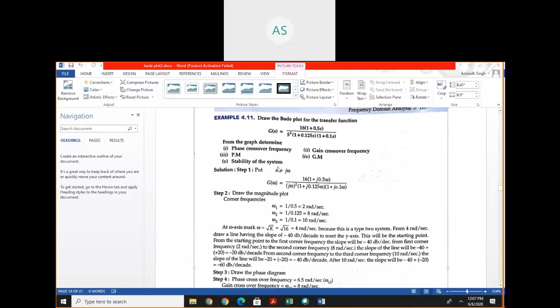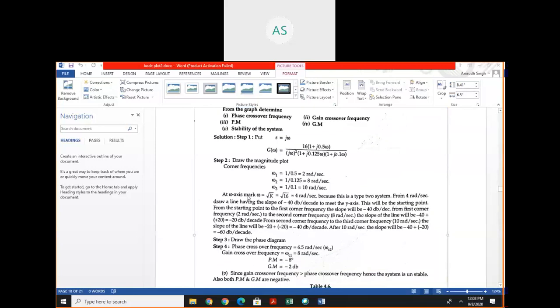First, you have to draw the Bode plot. Substitute s equal to j omega. Then for drawing the magnitude plot, decide the corner frequencies. For this zero, corner frequency is 2 radians per second. For this term, corner frequency is 8 radians per second, and for this term, corner frequency is 10 radians per second.